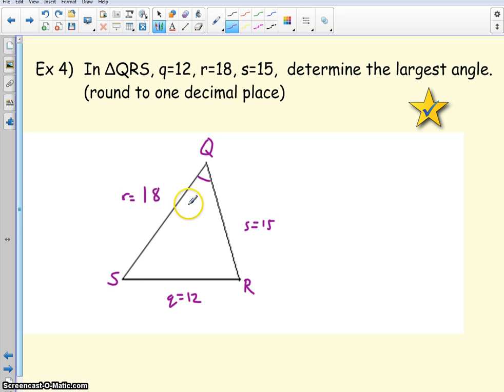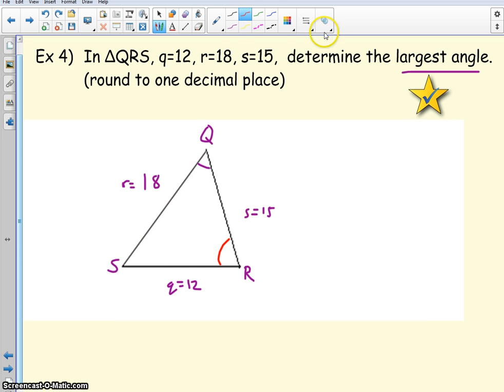Okay, so the largest angle should be the one across from the largest side. So that means what I'm actually asked to find here is angle R, and this is going to be my unknown. So, can I use sine law here? You can see pretty quickly that I do not have any side-angle pairs because I don't have any angles whatsoever. So this is a cosine law situation.